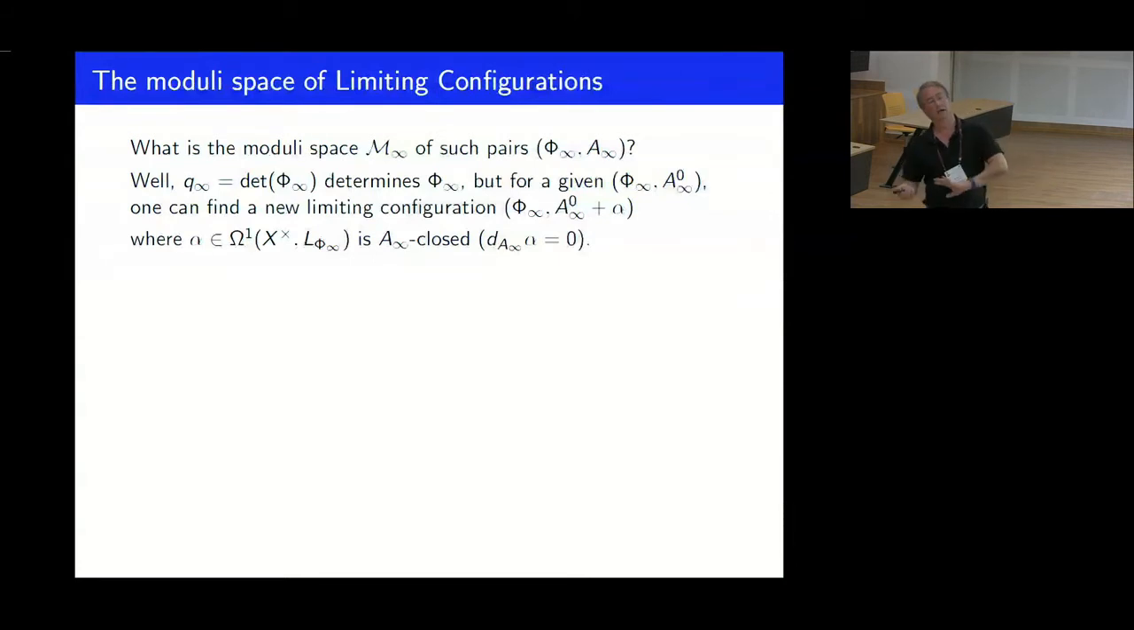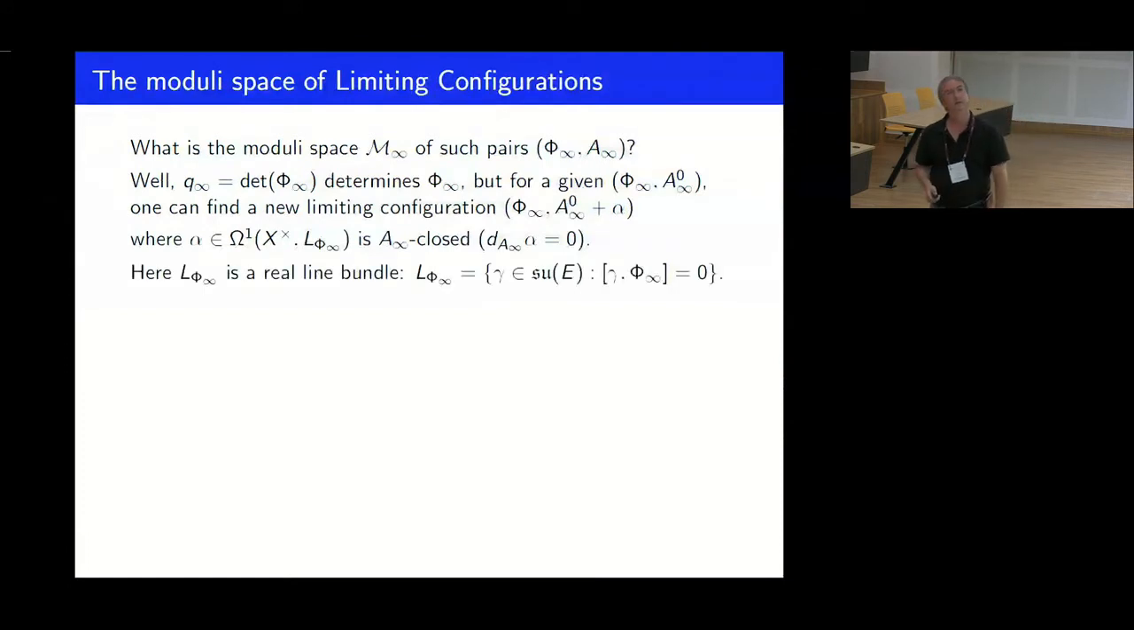And alpha, one just works out, is a one-form with values in a certain parallel real line bundle associated to phi infinity. Now I'm accelerating. What you're supposed to get out of this is that there's some line bundle defined by the Higgs field, and alpha will be closed in there, and so it's a real line bundle. Here's its definition: it is the infinitesimal endomorphisms of the vector bundle E which commute with the endomorphism phi infinity. And you're allowed to perturb along those sorts of directions. Yes.